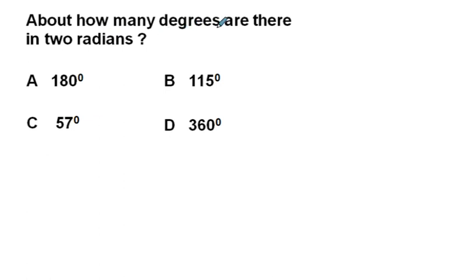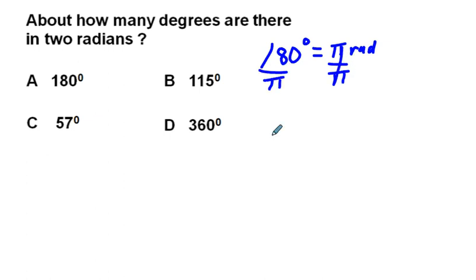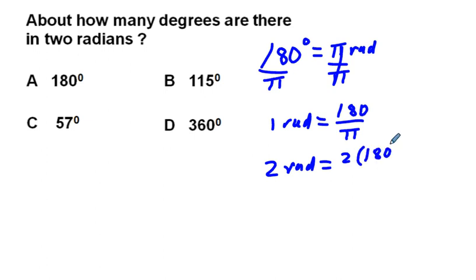About how many degrees are there in 2 radians? Well, again, to find out degrees and radians, it really revolves upon this identity here. 180 degrees is equivalent to pi radians. So if we want 1 radian, to solve this equation, we divide by pi. 1 radian is equal to 180 over pi. So if we want 2 radians, that's going to be 2 times 180 over pi.